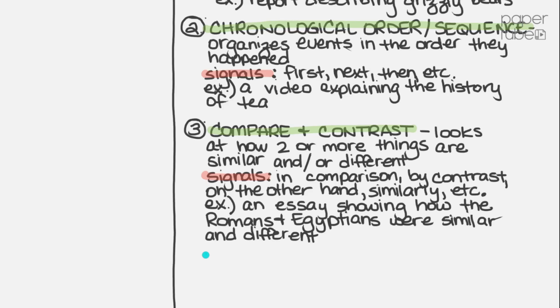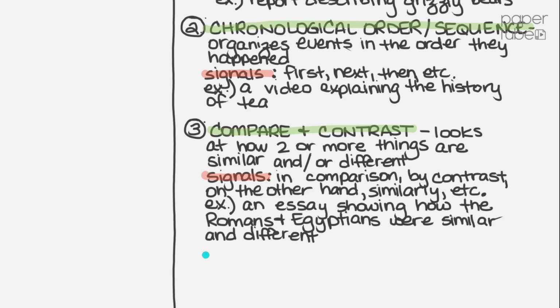The third type of text structure that we're going to talk about is a compare and contrast structure. You're probably pretty familiar with this since you've been comparing and contrasting since you were itty bitty. But in a compare and contrast structure, we're looking at how two or more things are similar and or different.